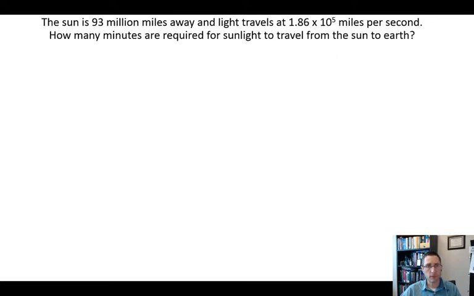Last one I wanted to do here is a fun one. Fun is a relative term, but I think it's fun. The sun is 93 million miles away, and light travels at 1.86 times 10 to the 5th miles per second. So how many minutes are required for sunlight to travel from the sun to Earth?